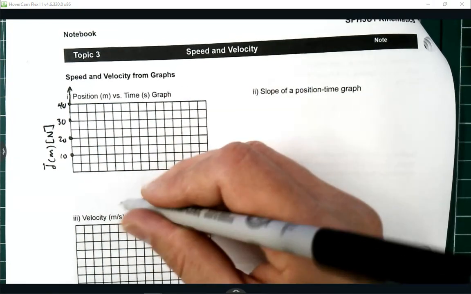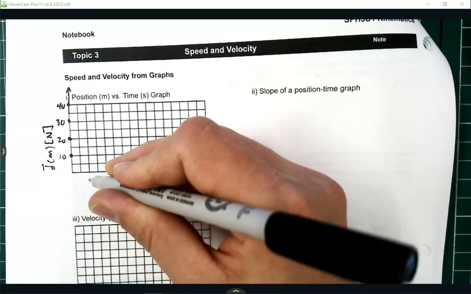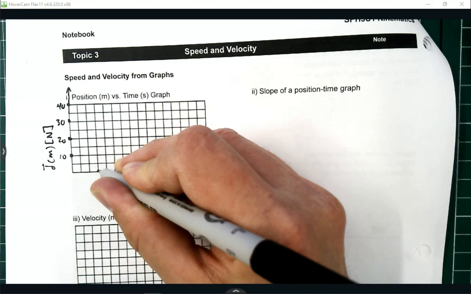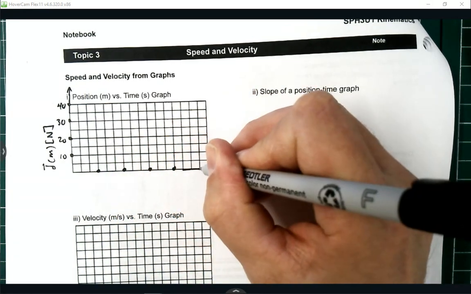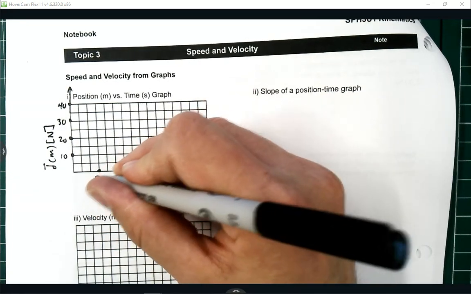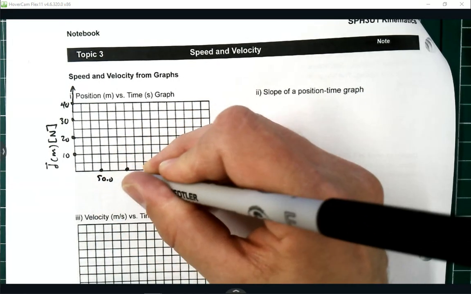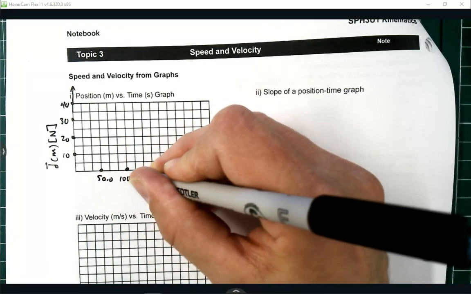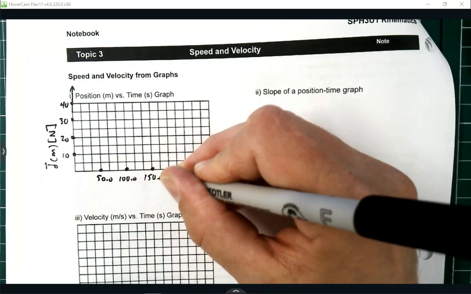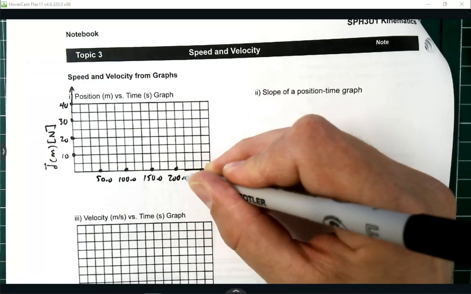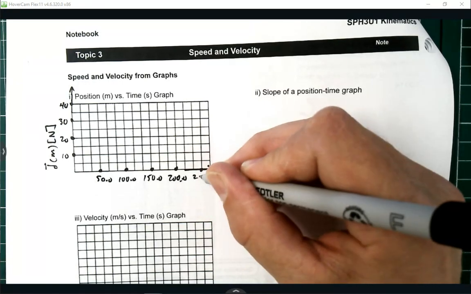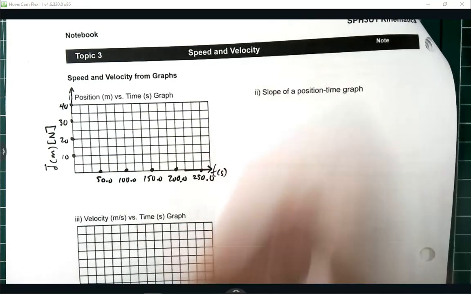But then along this axis, we're going to have a scaling so that every 3 squares, we're going to go up by 50. So 50.0, 100.0, 150.0, 200.0, and 250.0. Okay.